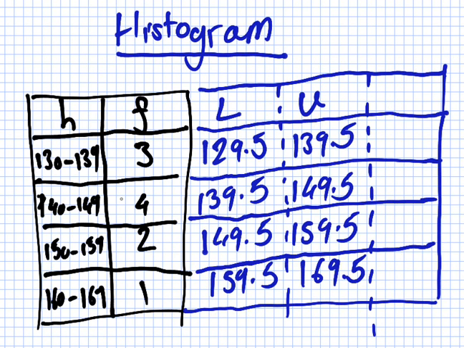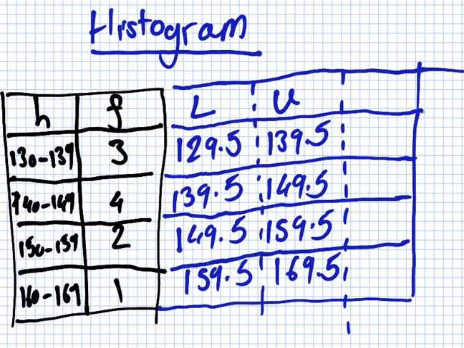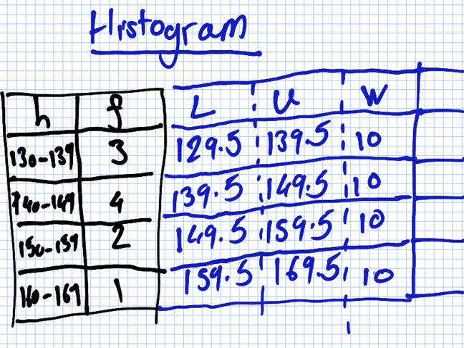We want to know how high the bar is. And it's not quite 3, 4, 2, 1. There's actually something else as well to it. We should also work out what the width of the bar is, how wide it is. Now, it's actually the same in each case. It is 10 units wide.